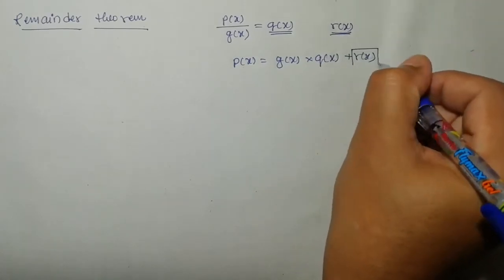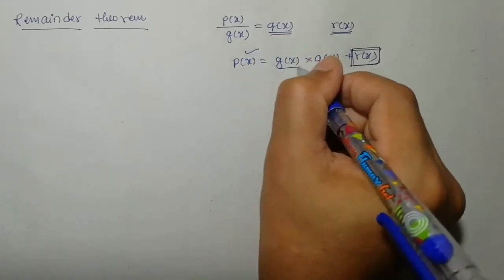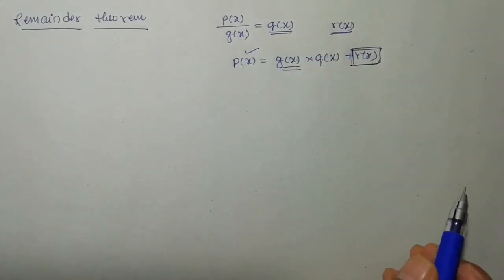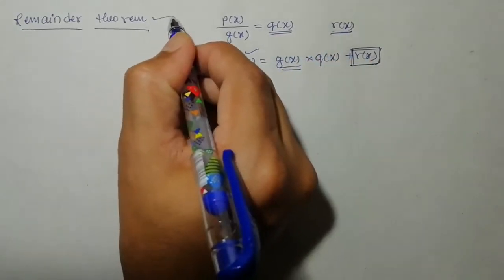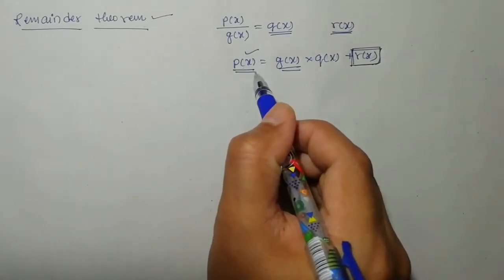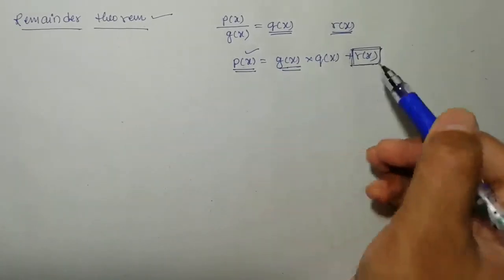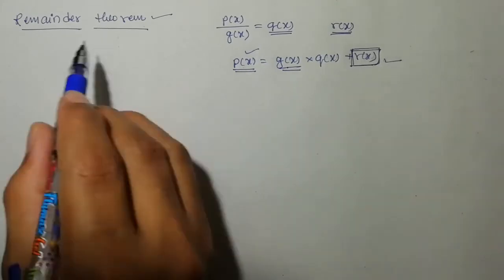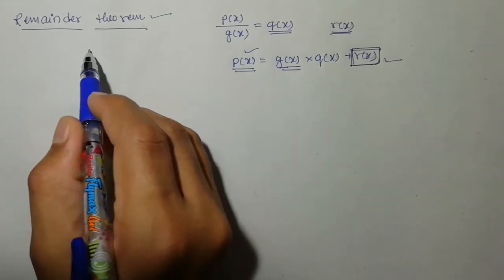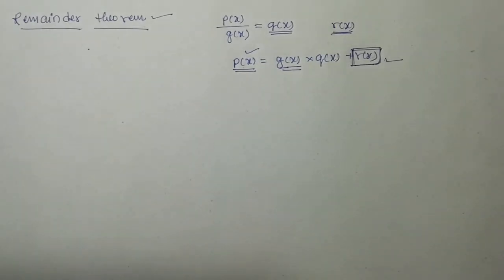Now, to find the remainder when we divide a polynomial p of x by g of x, one advantage is the remainder theorem. Without dividing the polynomial p of x by g of x, we can find out what the remainder is. That is the advantage of the remainder theorem. I will show an example for you.